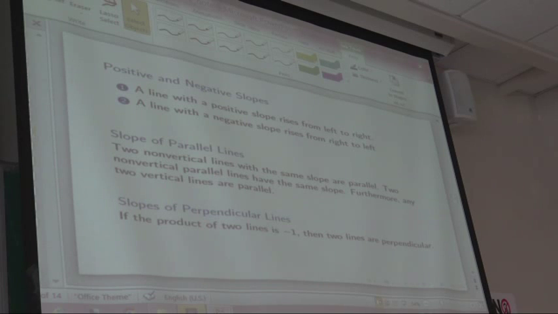Positive and negative slopes. A line with a positive slope rises from left to right, so a positive slope looks like this. A line with a negative slope falls from left to right, so it looks like that. That is a negative slope.